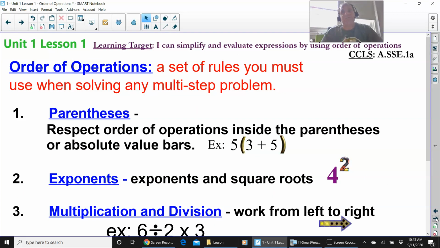Okay, so this is just a page to show you exactly what order of operations is, and it's a set of rules that you must follow when solving any multi-step problem. It's important even with the calculator. Most of the stuff you're going to be doing with the calculator, but you do have to know and understand order of operations. So, parentheses, exponents, order. Remember, this is all PEMDAS.